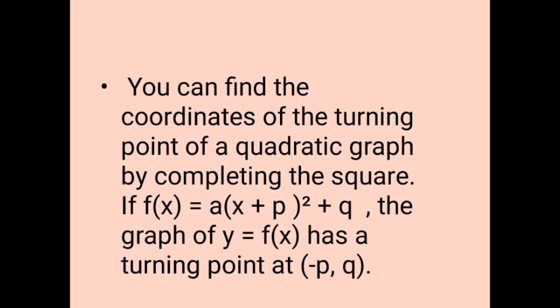Quadratic graphs have one turning point. This can be a maximum or minimum. Since a parabola is symmetrical, the turning point and the line of symmetry are halfway between the two roots. You can find the coordinates of the turning point of a quadratic graph by completing the square. If f(x) equals a(x plus p) squared plus q, the graph of y equals f(x) has a turning point of (minus p, q).